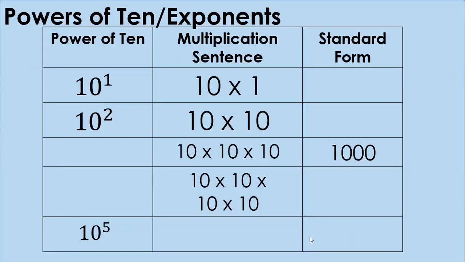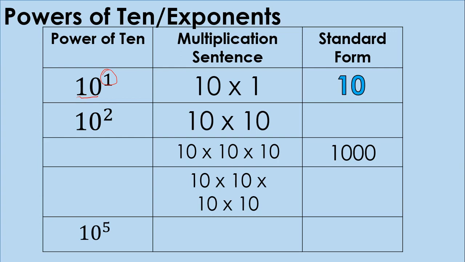Let's continue on with doing the powers of 10 or exponents. Remember here that the big number at the bottom is the base, and the smaller number on top is the exponent. The exponent tells us how many times we are multiplying the base. So here, 10 to the power of 1 means that we're multiplying 10 one time. 10 times 1 is 10.